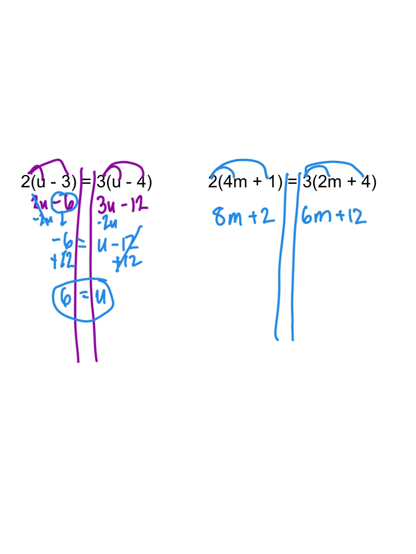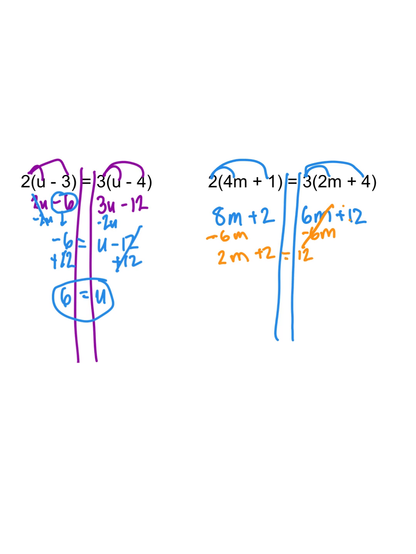I have variables on both sides. I have constants on both sides. I'm going to get rid of my 6m first because I will not have any negative numbers when I do that. So cross that off. And on this side, when I've subtracted 6m, I have 2m plus 2. On the other side, I have plus 12, which is just a positive 12.